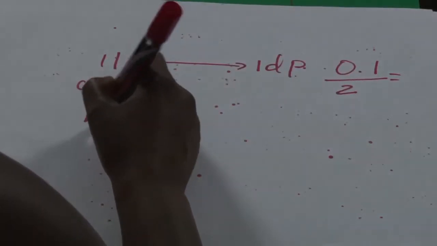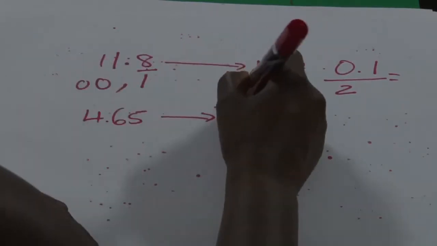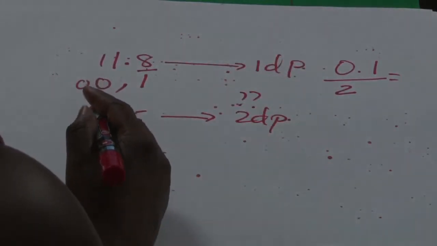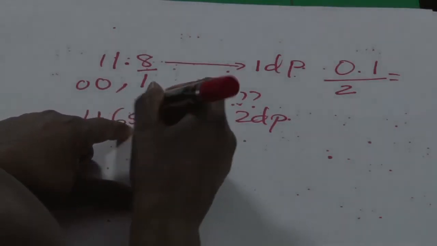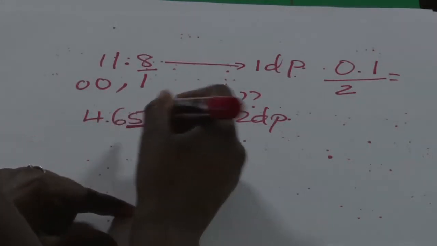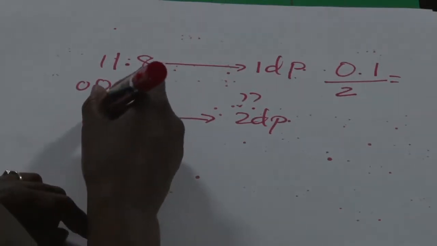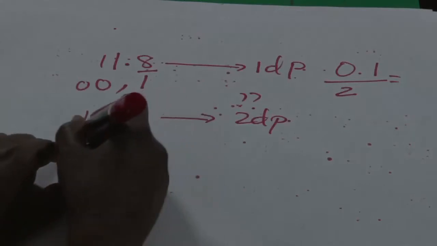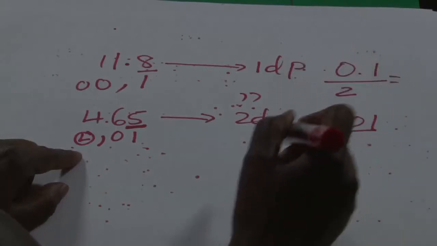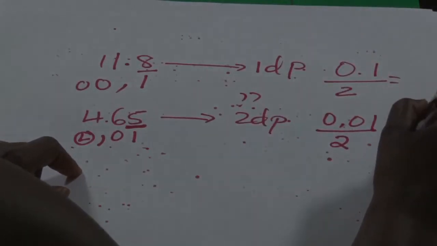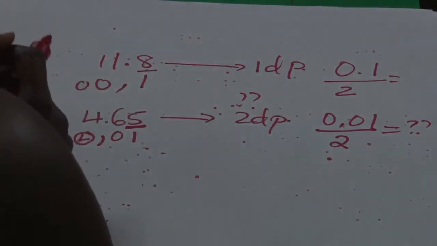And then we have 4.65 correct to 2 decimal places. Still, which number represents the second decimal? 4 is a whole number, 6 is the first decimal, 5 is the second decimal. So you underline 5, you put 1 under, 0 here, there's a comma here, you put a comma there, and then a 0 on the other side. So then you can read this number as 0.01. This is the number that you always have to divide by 2, and the answer that you get here, you add it or subtract it to get your upper and the lower bounds.